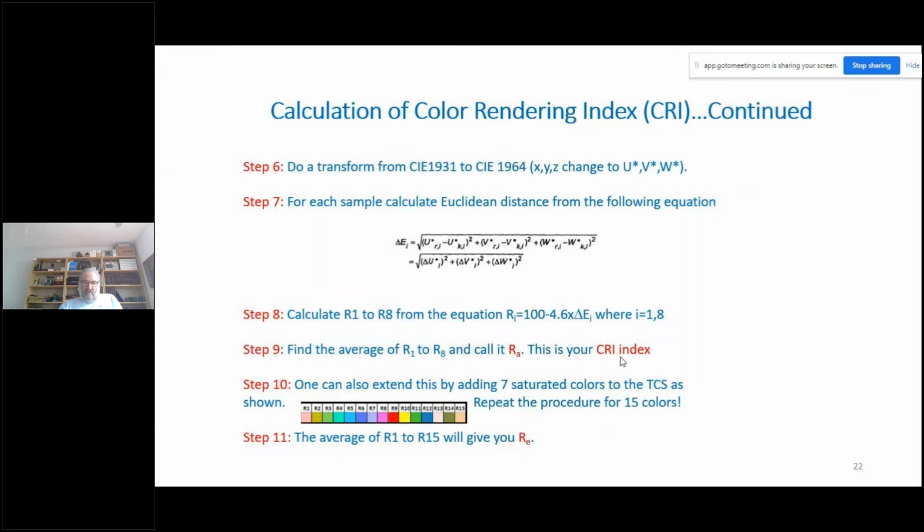We have also extended this to 7 more saturated colors because these 8 were not enough. So we have now R1 to R15, which includes R9, the red color, which is quite important for the lighting industry. So if you do the same procedure and average R1 to R15, you will get the Re. So both Ra and Re are provided by Lighting Passport.